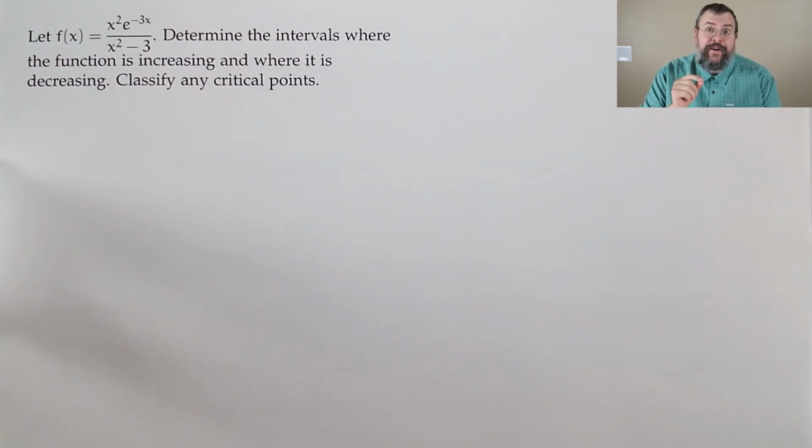Now, we've got to be a little bit careful here because this is a little bit different than some of the functions we normally talk about. Notice something about our denominator, x squared minus 3. That can be 0.